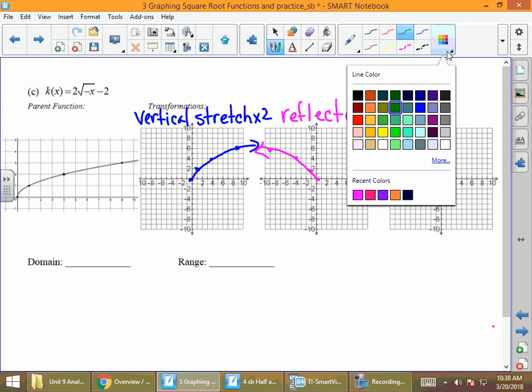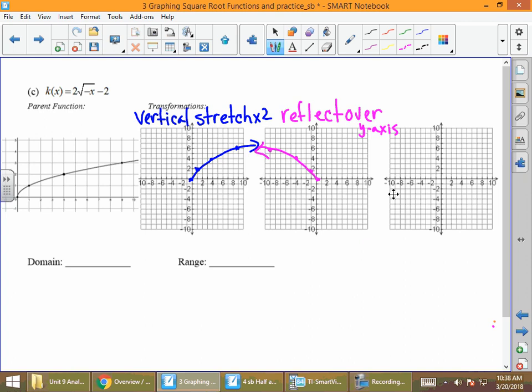Then we have our minus 2. Our minus 2 outside of the function means that we're going to move our graph down 2 spaces. So 0, 0 is going to become 0, negative 2. And negative 1, 2 is going to become negative 1, 0. And negative 4, 4 is going to become negative 4, 2. And negative 9, 6 is going to become negative 9, 4. And now we have the complete graph drawn.